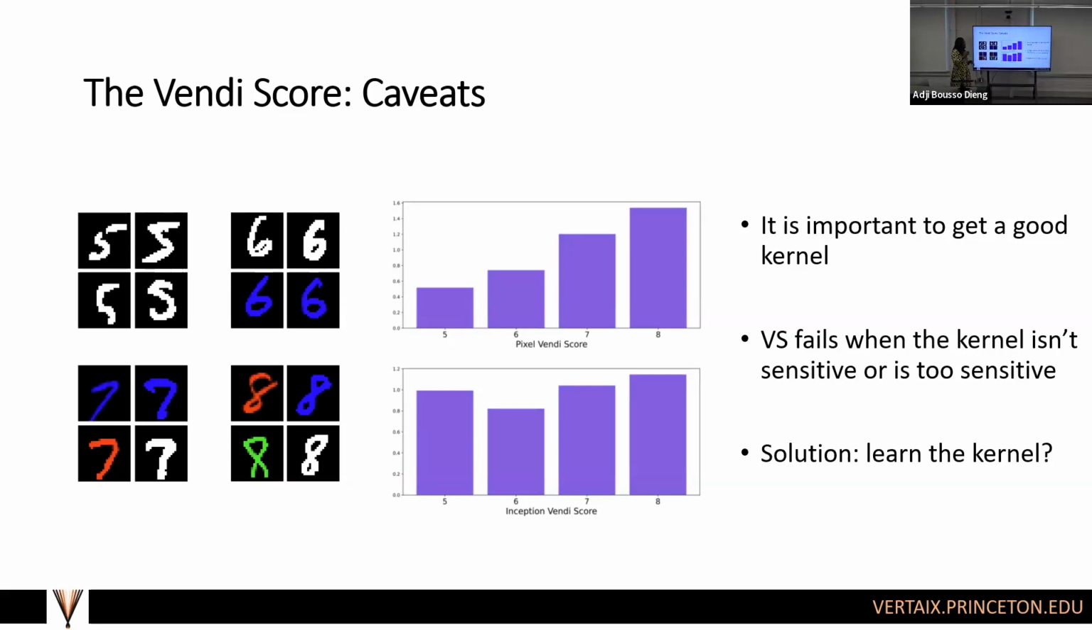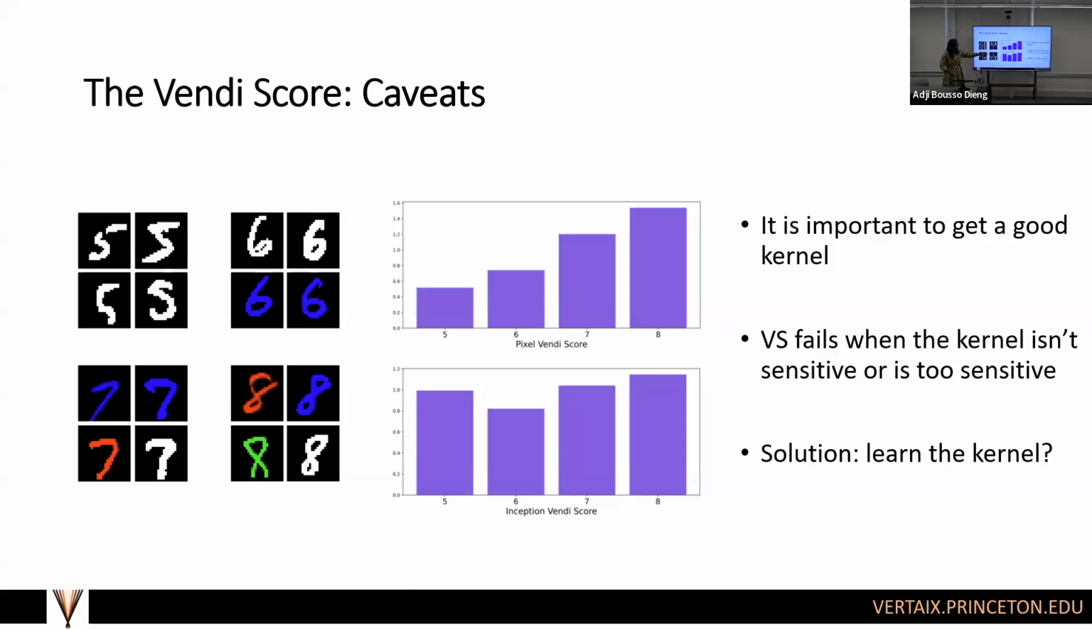So normally, if we have a kernel that works just fine, we would see an increased diversity as we move from 5, 6, 7 to 8, which is the case for that kernel. But for this kernel that uses Inception scores on these images, you get unintuitive results, meaning that here 5 is assigned more diversity than 6, for example, which is not the case.